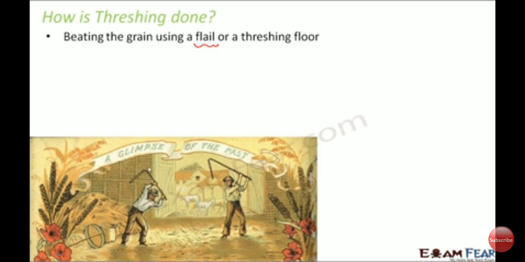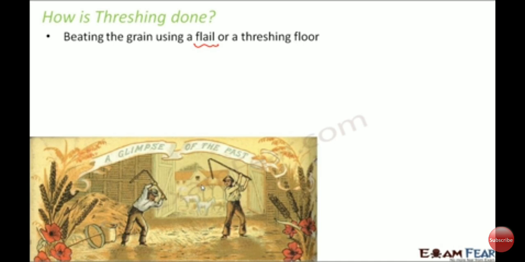With this stick or this flail, they beat on the stalks. So here you have the stalks and the grains. Now as they beat it, the stalks and the grains get separated because they are not very strongly attached to each other. When they are beaten so hard, the two tend to get separated. Now often this is done on a threshing floor, as you can see here, a kind of space which is reserved for doing the process of threshing.